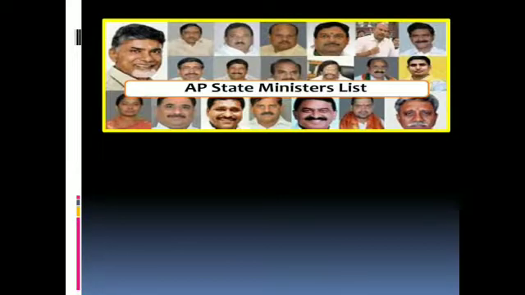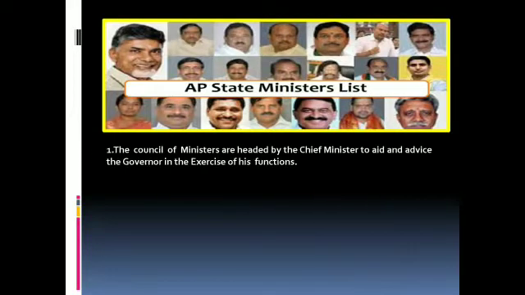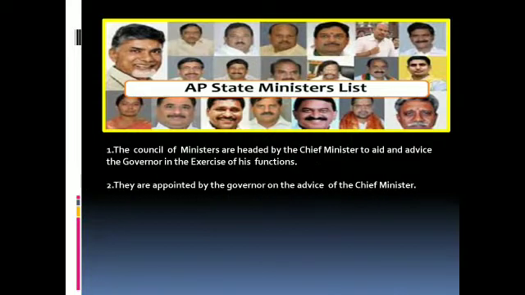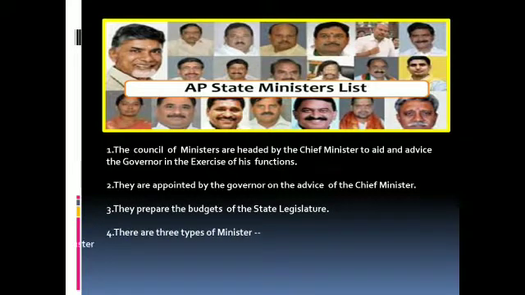Okay, let's see the cabinet ministers or the council of ministers. The council of ministers is headed by the chief minister to aid and advise the governor in the exercise of his functions. They are appointed by the governor on the advice of the chief minister. They prepare the budget for the state legislature, and there are three types of ministers: the cabinet minister, minister of state, and deputy ministers.